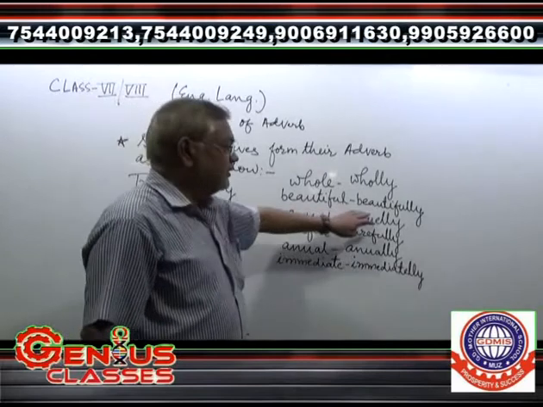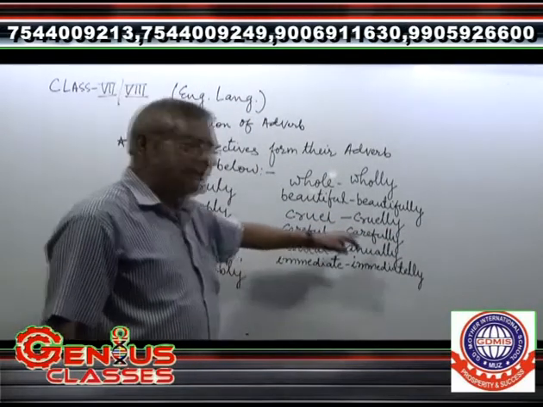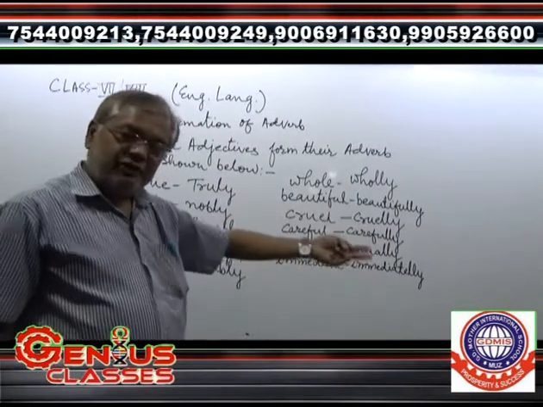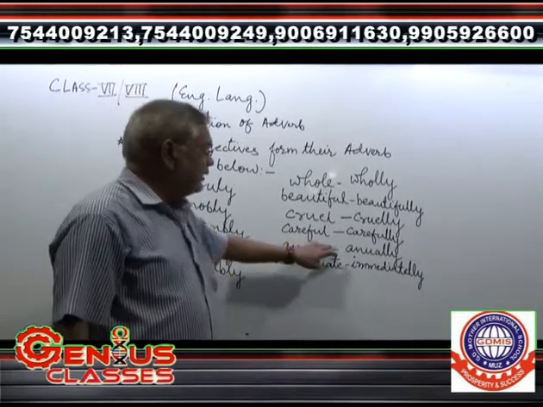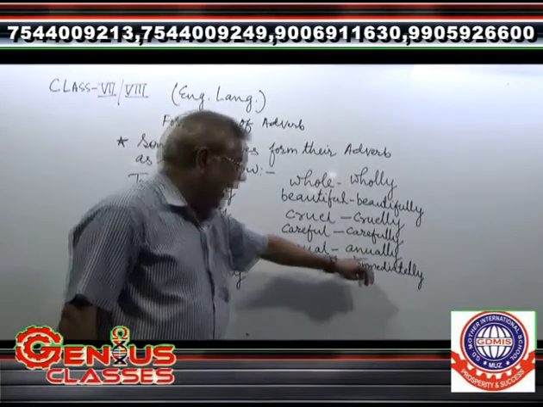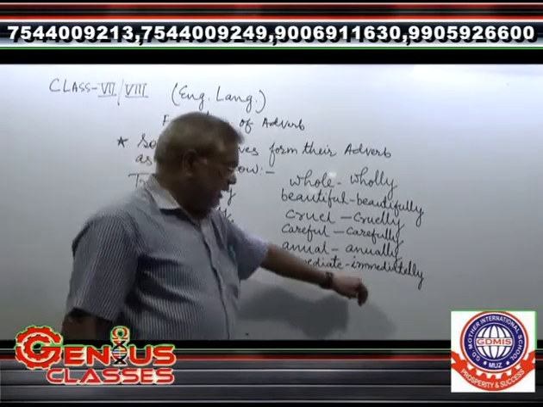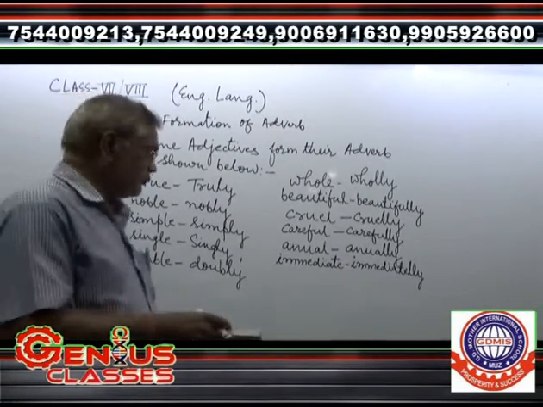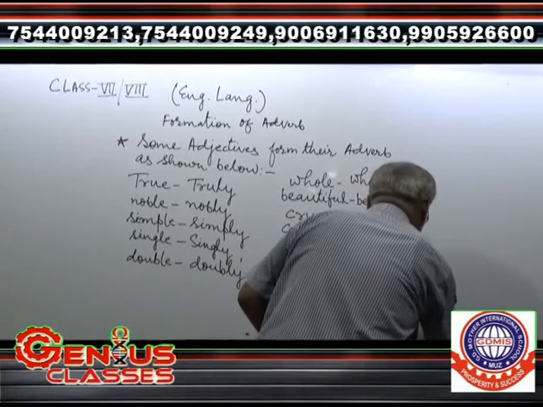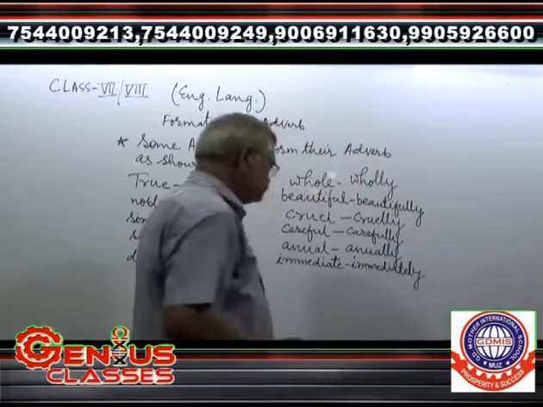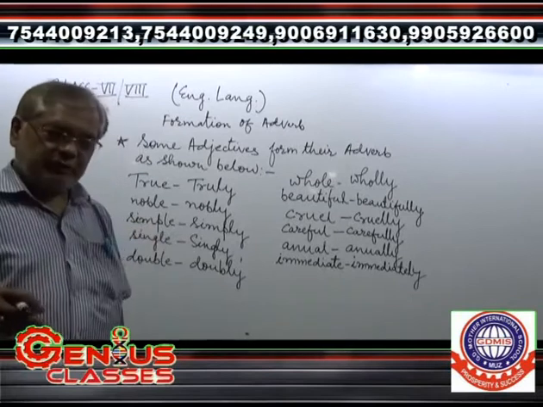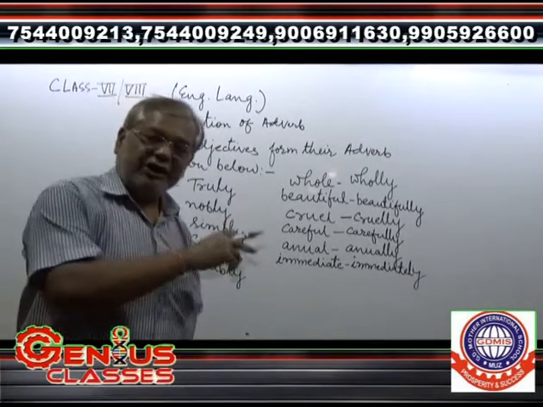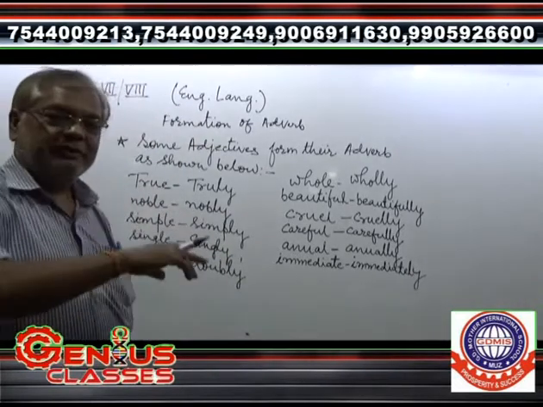The word beautiful, that is beautifully. The word cruel, cruelly. Now you can see the double L, the double consonant that has been made. Now careful, carefully. Annual, annually. Immediate, immediately. So these are the things we should keep in mind on how to change from adjective to adverb, and accordingly we should change.